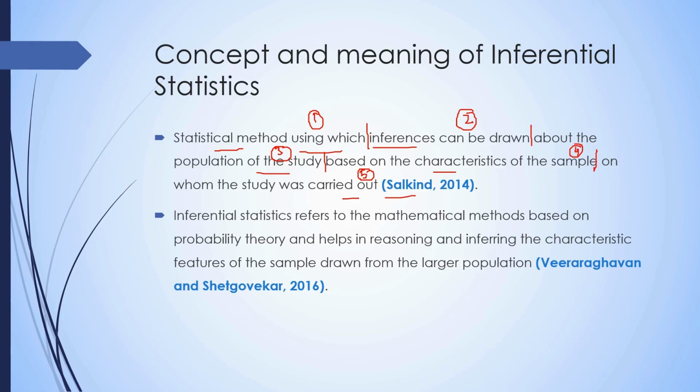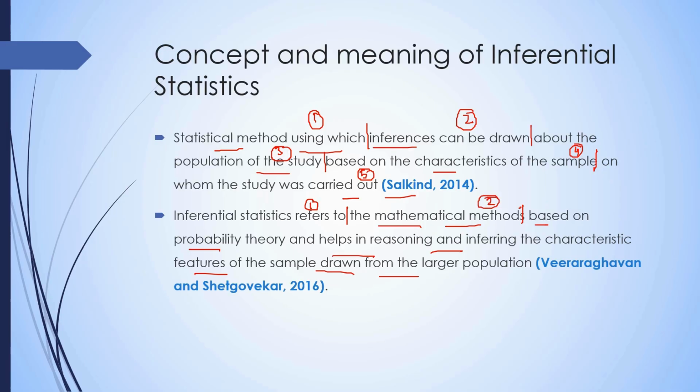The second definition was given by Veeraraghavan and Chetgovekar in 2016. It says inferential statistics refers to the mathematical methods based on probability theory and helps in reasoning and inferring the characteristic features of the sample drawn from the larger population. Let's break down this also. Here it says inferential statistics refers to, let this be our first part, refers to what? The mathematical methods. Okay, this would be our second part.